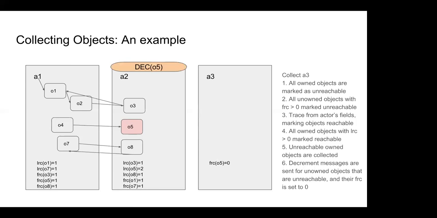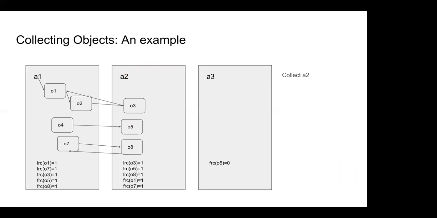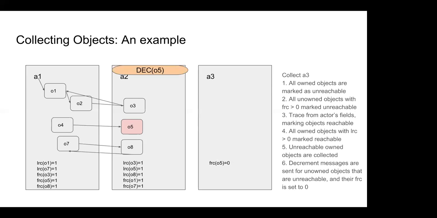It then sends a decrement message for object 05, because 05 was marked as unreachable, and it's owned by A2. So A3 sends a message dec 05 to A2. When A2 receives that message to process, it decrements its local reference count. Oh, I seem to have made a mistake here. Hopefully that's corrected later on. Pretend like that local reference count to 05 is 0 here.